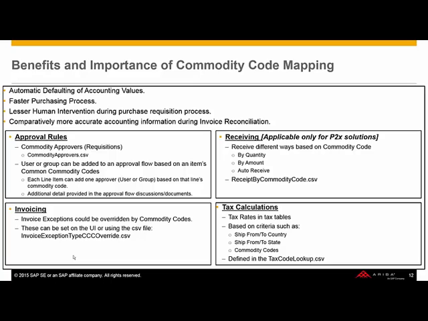And finally, in tax calculations. When an incoming invoice is evaluated, Ariba, if you're using Ariba's tax functionality, which is optional, it will evaluate the shipping addresses, the ship from and the ship to, as well as the commodity code. So it's going to look at those values in the tax code lookup file, and it will derive or calculate the expected tax. So you can see just by using commodity codes, we're streamlining all 4 of these different processes in Ariba.